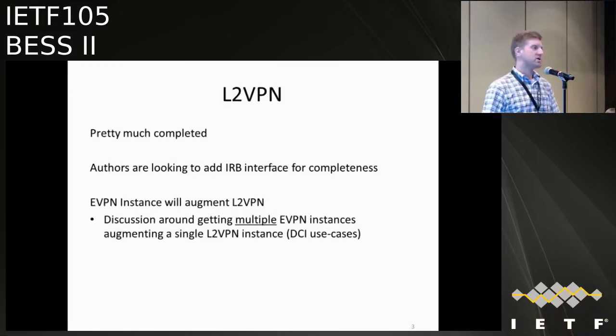As part of the conversation on Tuesday, the authors felt that it was necessary to add IRB interfaces to the L2VPN model for completeness. And one of the major conclusions we had was that essentially the EVPN instance in the EVPN model would augment the L2VPN model. And there was a discussion at some point, once we settled on this augmentation of L2VPN by the EVPN instance, that turned to having potentially more than one EVPN instance in an L2VPN.